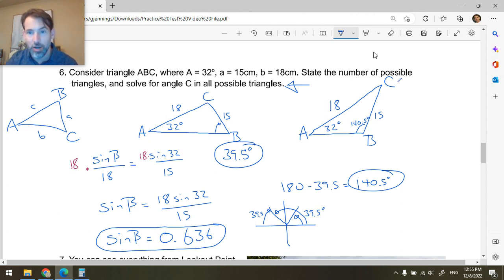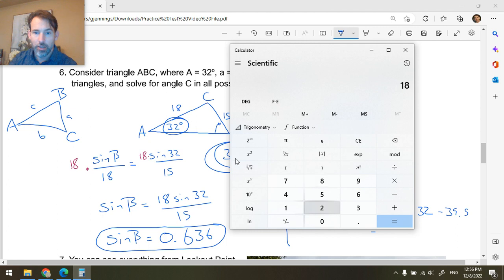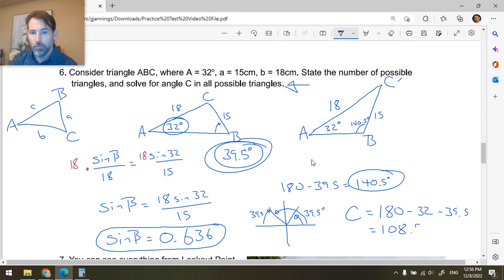Now we're ready to solve for angles C, and there's two of them. So let's call this C and this C prime. Angle C is equal to 180, the total angles of the triangle, minus 32 degrees, that's this one, minus 39.5 degrees. So C is going to be equal to, let's just do it on a calculator, 180 minus 32 minus 39.5 equals 108.5 degrees. Cool, that's a fairly big obtuse angle up there, 108.5.